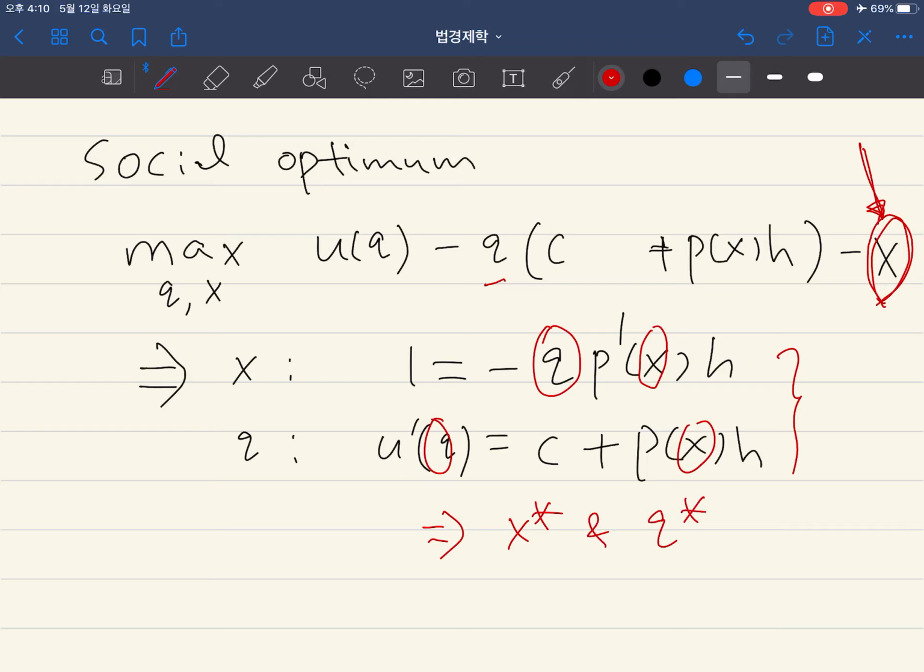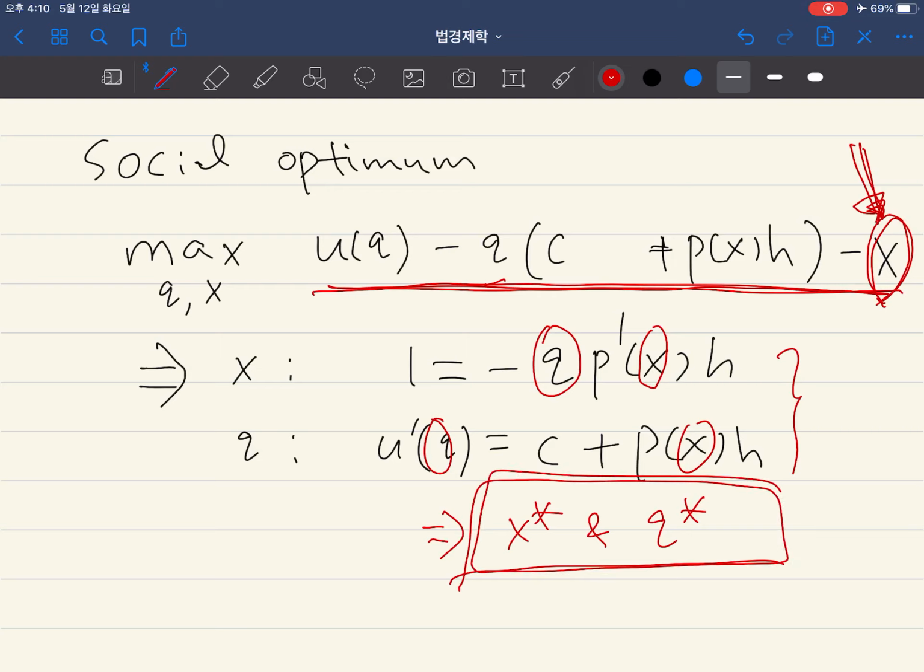And remember, we have to calculate the social optimum again because this social welfare maximization problem itself is now different when we assume care cost is a fixed cost now. So we have to calculate social welfare problem one more time.